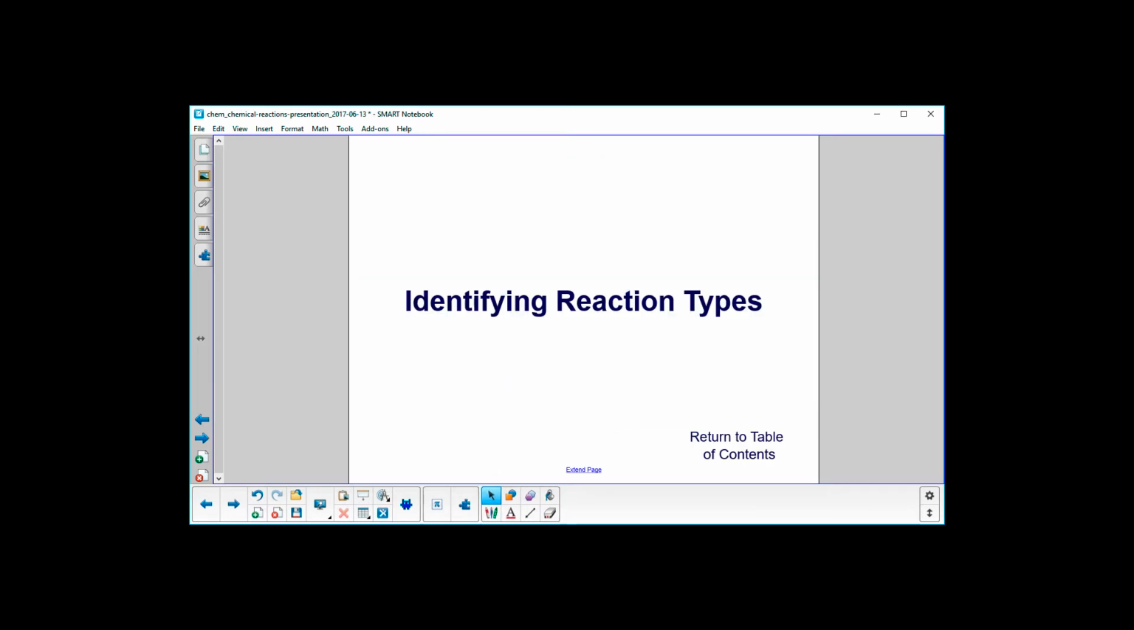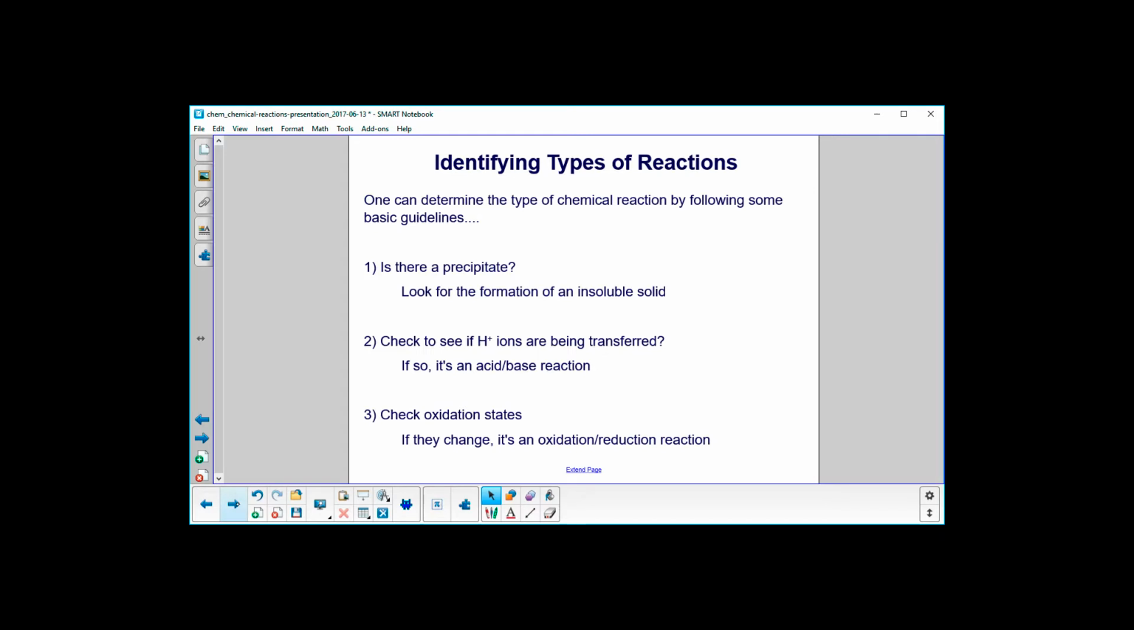Identifying reaction types. One can determine the type of chemical reaction by following some basic guidelines. Number one, is there a precipitate? What you're looking for there is the formation of an insoluble solid. That's that little subscript we have, S.